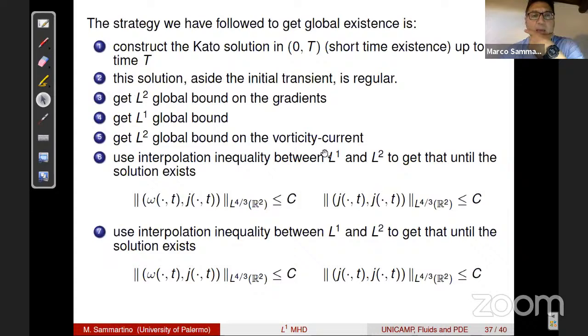So let me recap. We have constructed the Kato solution in (0, t) with a short time existence. This solution, besides an initial transient, is regular. Then we have gotten a global bound of the gradients, a global bound on L1, and then a global bound on the vorticity current. Then using interpolation inequality between L1 and L2, until the solution exists, we get a global bound on the L4/3 norm of the vorticity and the current.